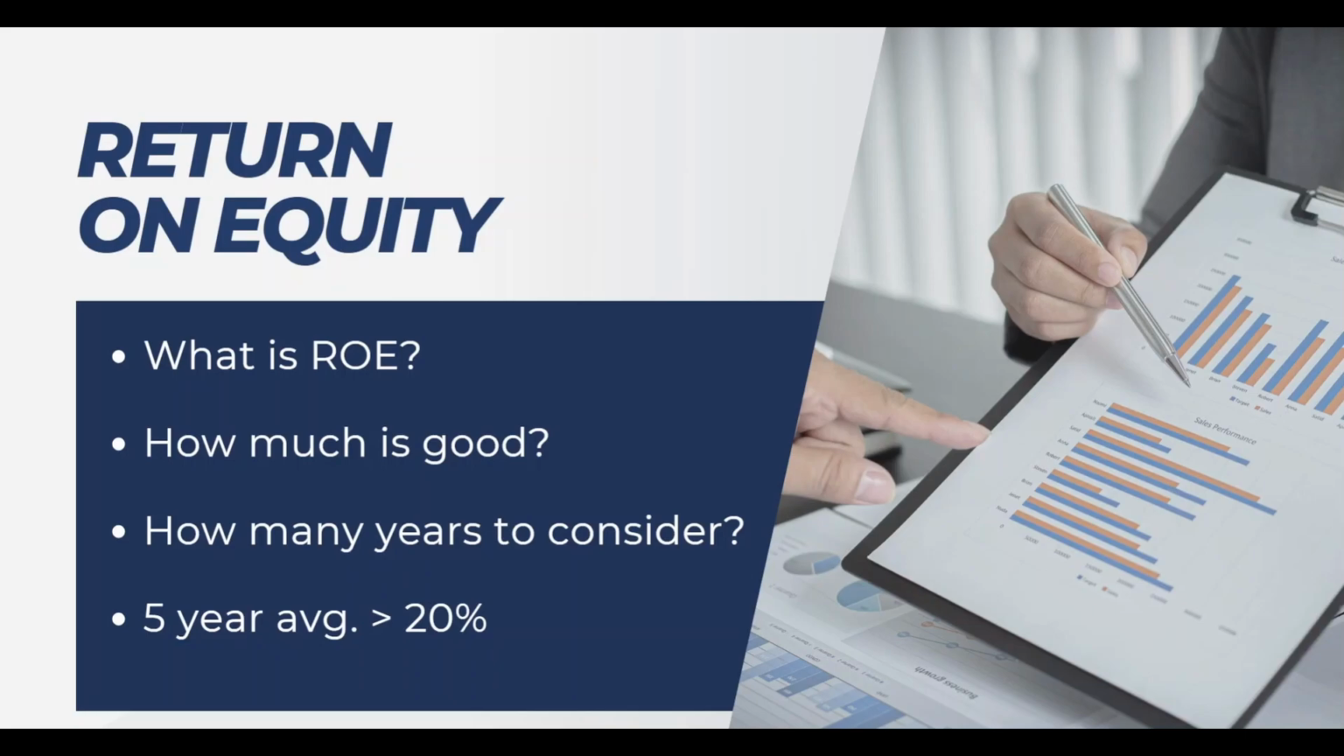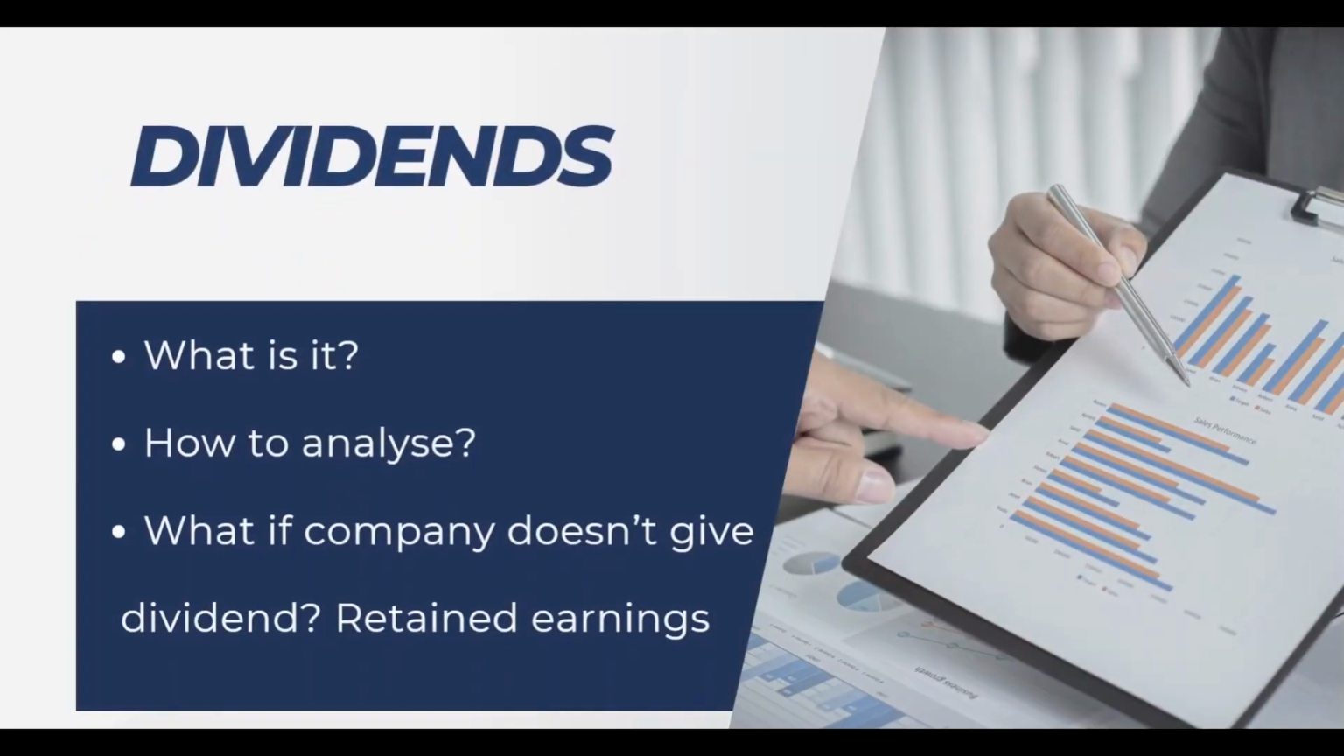How much ROE is good? We should at least aim for 20%. And how many years to consider? We can make our analysis easier by just taking the 5-year average, and the 5-year average should be more than 20%. It means that the company is performing nicely in the market and the growth is increasing over the last 5 years.